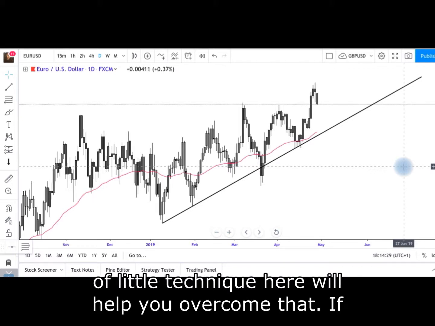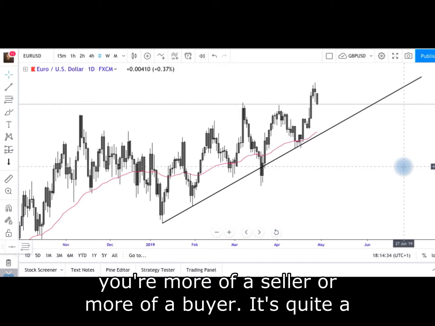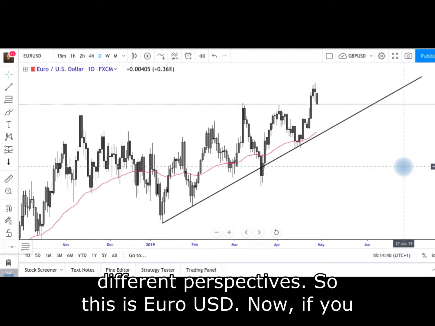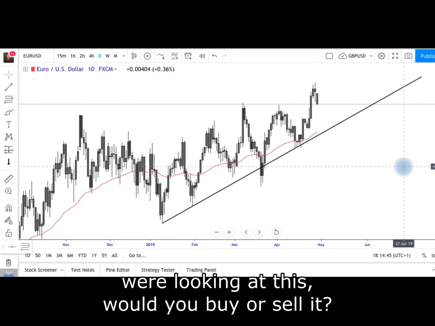So this little technique here will help you overcome that if you're more of a seller or more of a buyer. It's quite a nice little technique where it allows you to see things from different perspectives. So this is Euro USD. Now, if you were looking at this, would you buy or sell it?